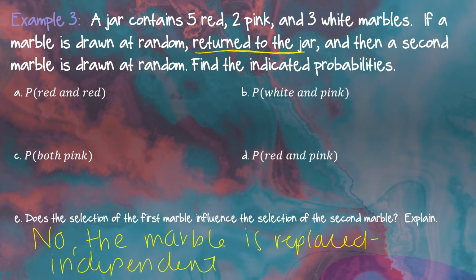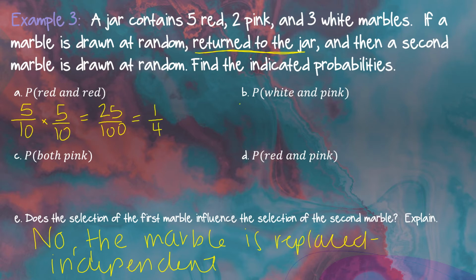All right, so find the probability of a red and then a red. So we have 5 out of 10 reds times the second red, 5 out of 10. So that gives us 25 out of 100, kind of like the one we just did, and that simplifies to a fourth.